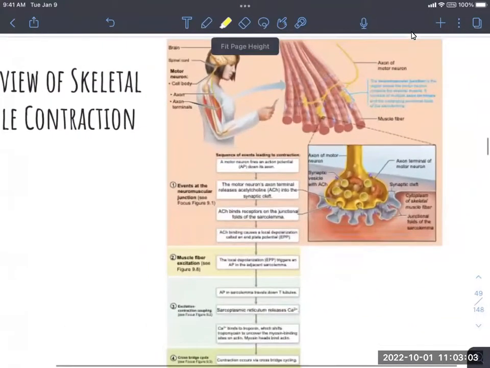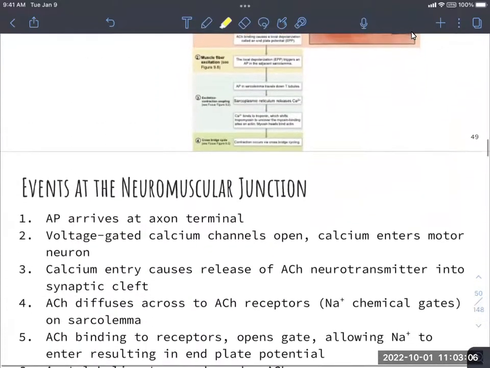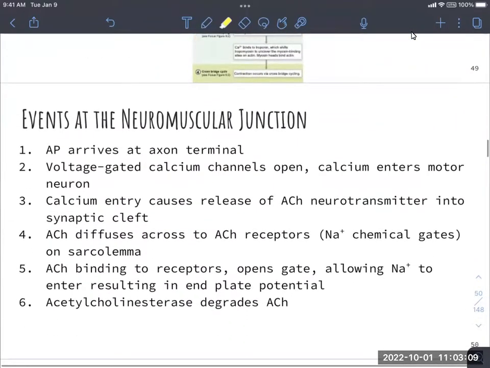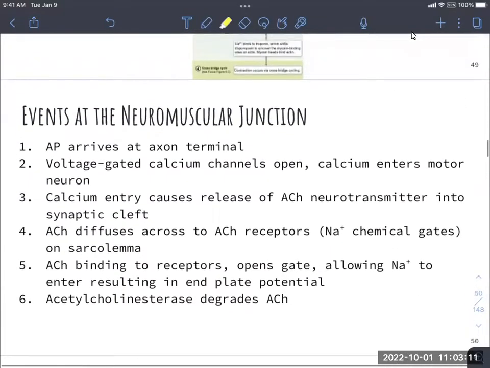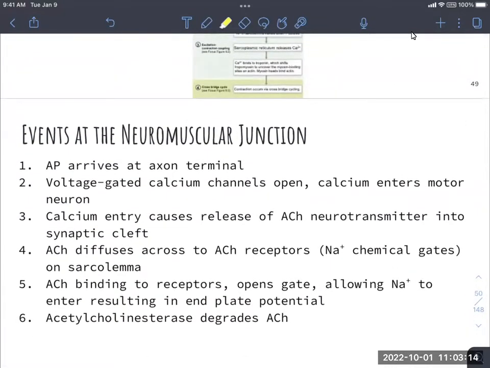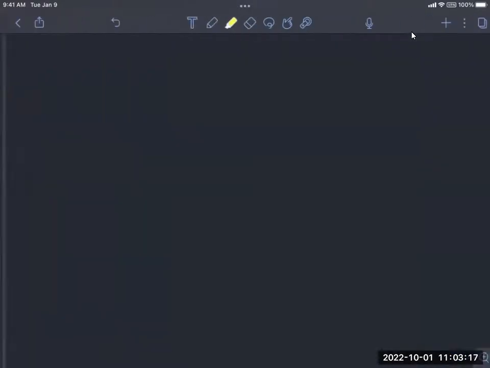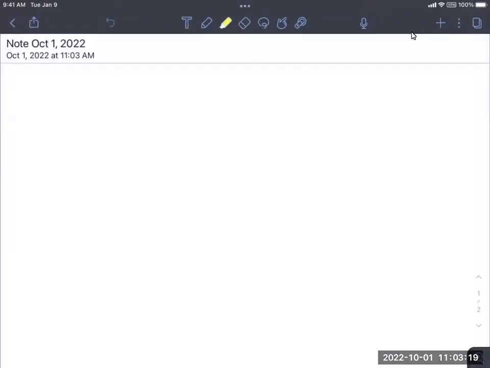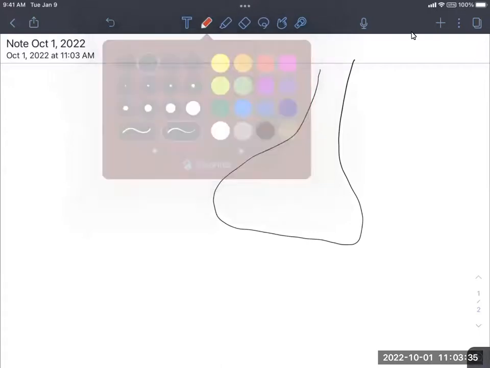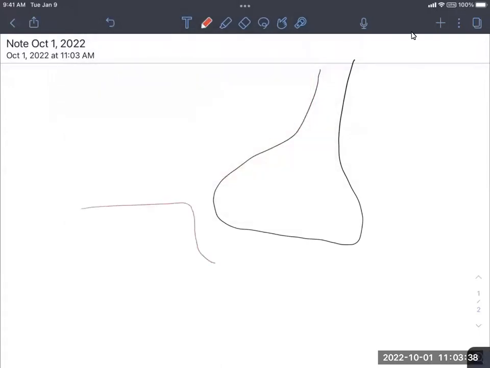So we're going to go through these step by step on how everything happens. And what I'm going to do is draw step by step what happens here. So I have my nerve that comes out, and it's going to connect with this muscle fiber here.